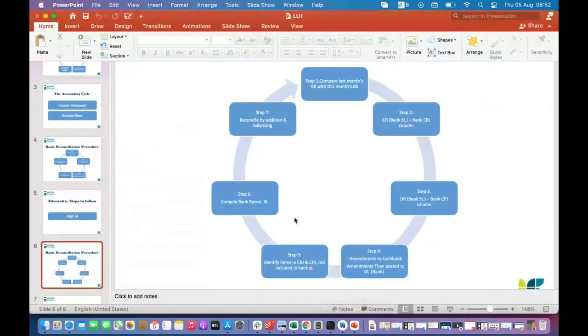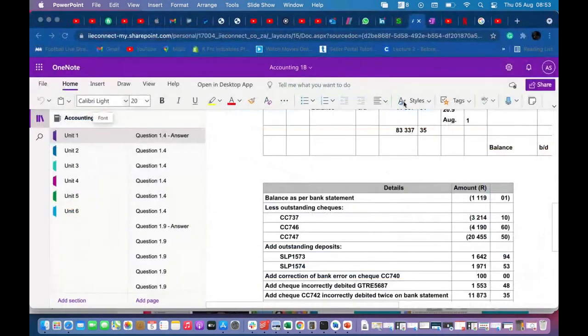So just taking us back to the process, can you see this? We identified items in the CRJ and CBJ not included in the bank statement. We did that whilst we were doing step 2 and step 3. We compiled the bank reconciliation statement just now, and the last thing we did, we reconciled by looking at the balances in the bank and in the bank reconciliation statement. Those matched, so we have reconciled our bank account to our bank statement. Okay, guys, that is your question 1.4.